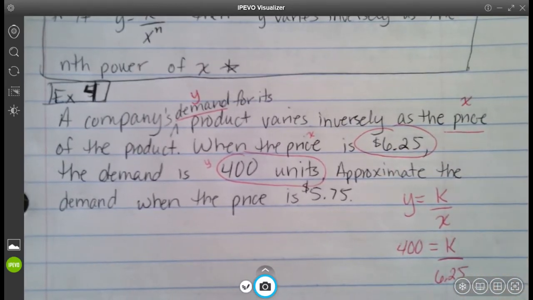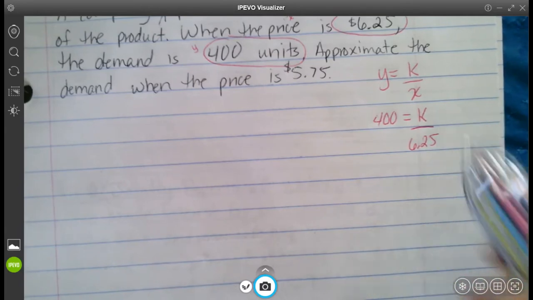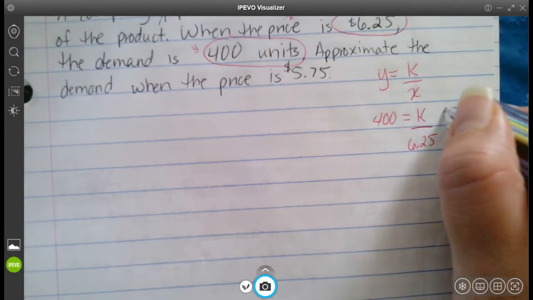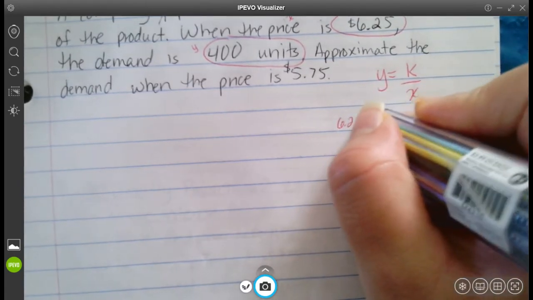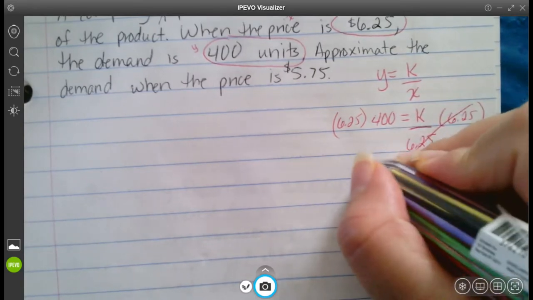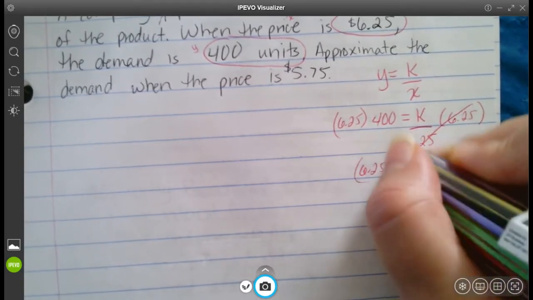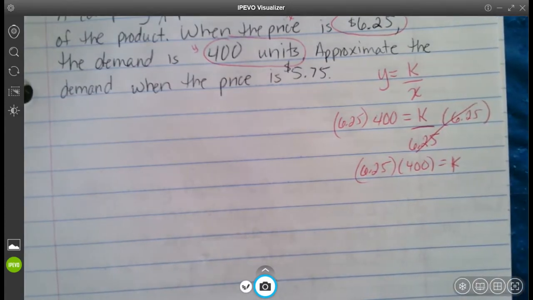$6.25. Move this down a little bit. And for this problem here, we're solving for K, so we're going to have to multiply both sides by that 625 to get rid of the denominator here. So essentially what we're looking at is 625 times 400 is equal to K. So let's calculate that really quickly.